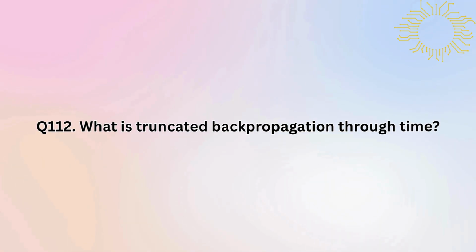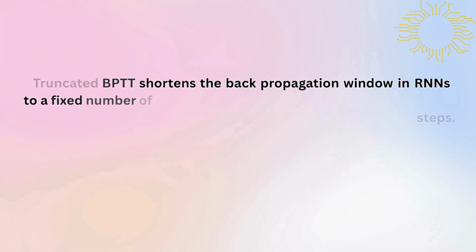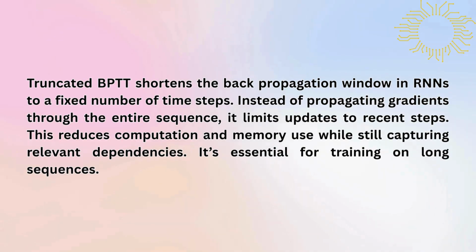What is truncated backpropagation through time? Truncated BPTT shortens the backpropagation window in RNNs to a fixed number of time steps. Instead of propagating gradients through the entire sequence, it limits updates to recent steps. This reduces computation and memory use while still capturing relevant dependencies. It's essential for training on long sequences.